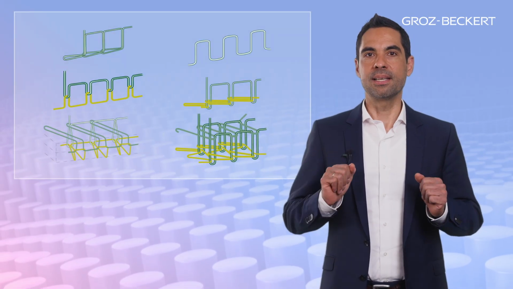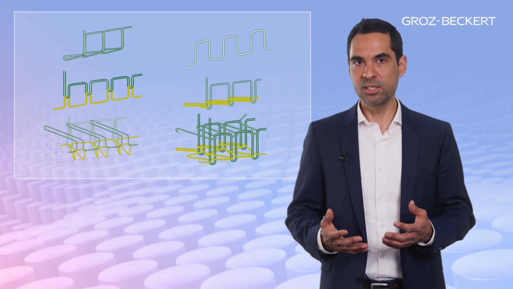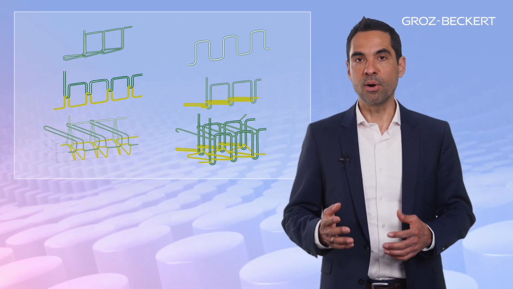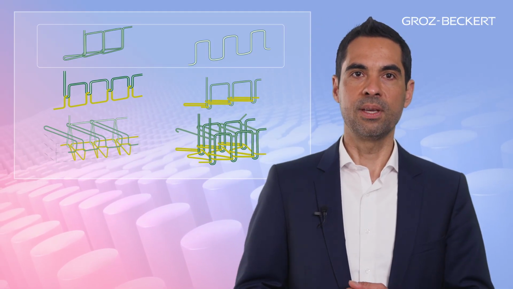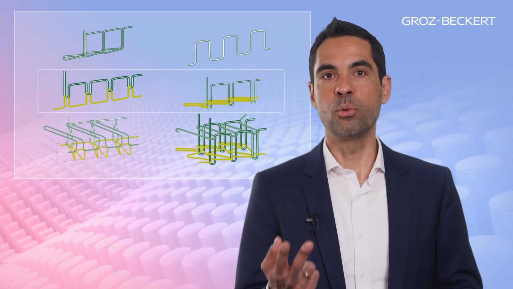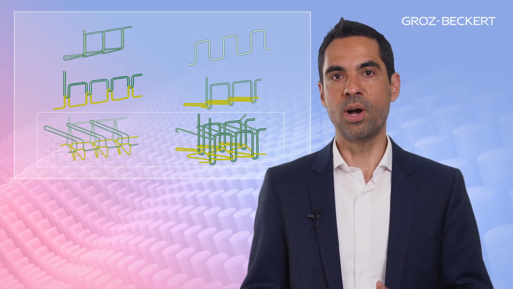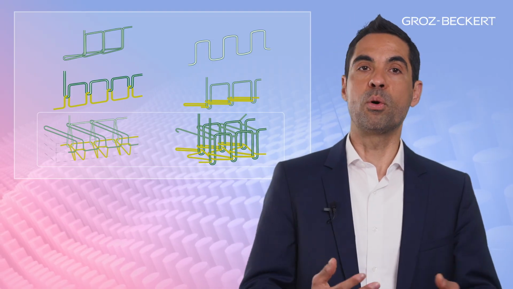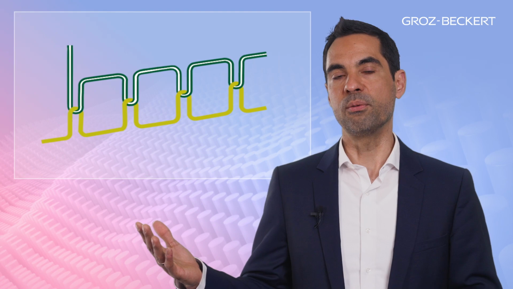As there are different ways to create a seam, 6 basic stitch type classes have been defined. They differ in the geometrical arrangement of the stitches and the number of threads used. While stitch type classes 100 and 200 are created with only one thread, stitch type classes 300 and 400 require 2 threads. And stitch type classes 500 and 600 require 3 or even more threads. Let's now go into the details of stitch type class 300.